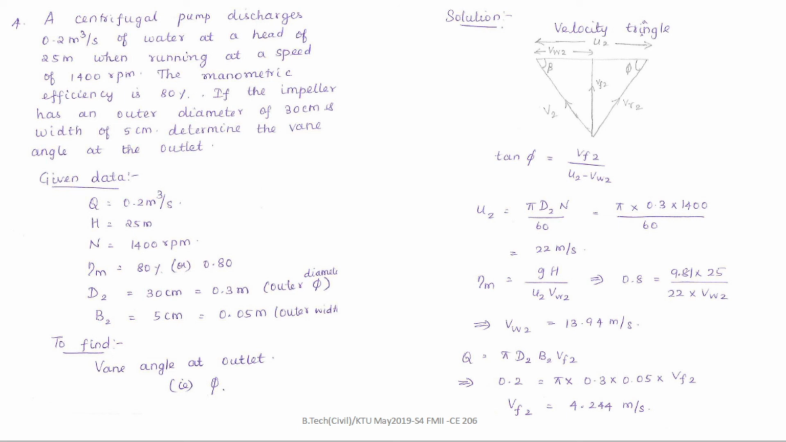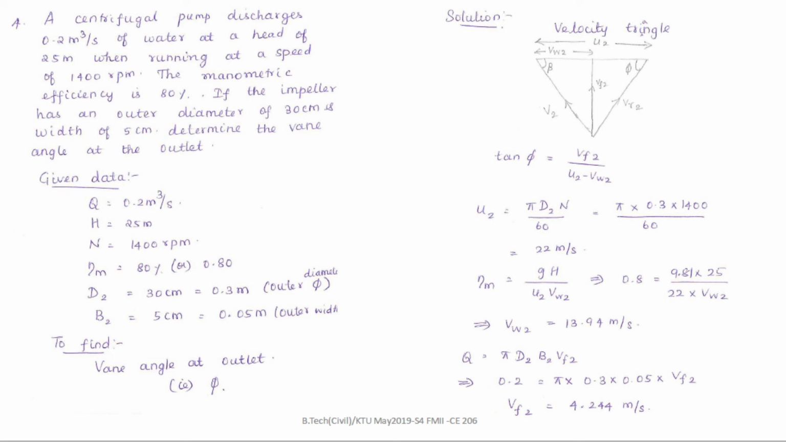First we can find U2. How to find U2? The same formula: U2 is equal to pi into d into n divided by 60. As we are finding the velocity at the outlet, you have to write the outer diameter d2. If it is inlet, u1 is equal to pi d1 n divided by 60. So pi into d2 into n divided by 60. All the values are given in the problem, so you can easily find u2.